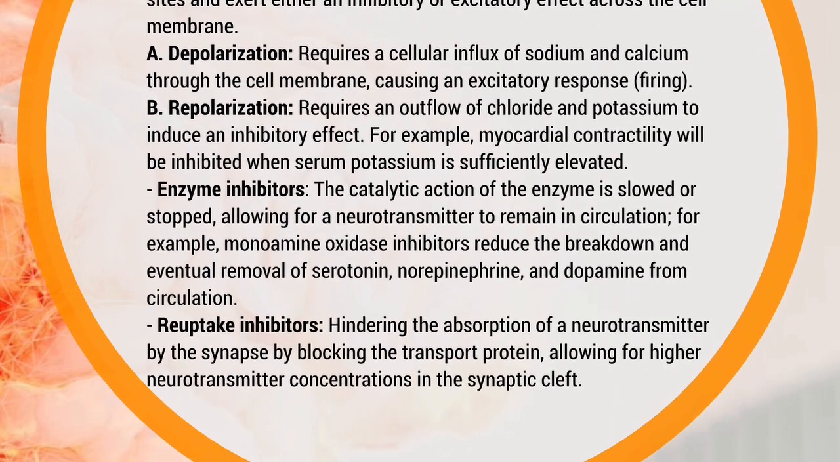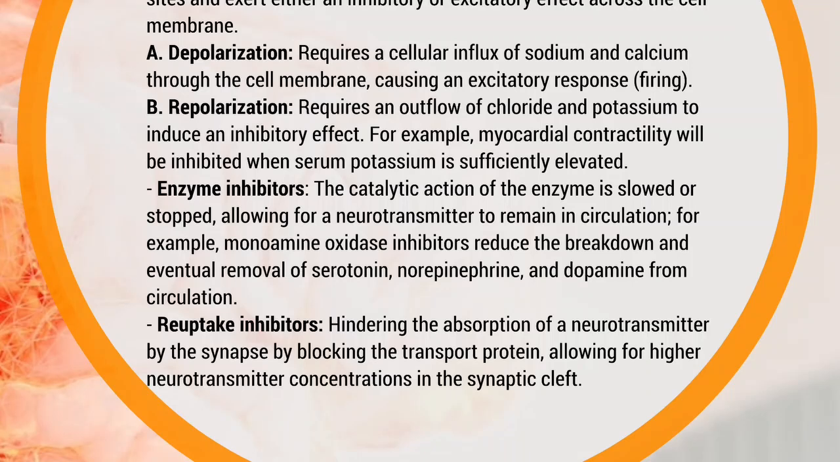Moving on here, we also have the reuptake inhibitors, which you guys are well familiar with, which hinder the absorption of neurotransmitter by the synapse by blocking the transporter, allowing for higher neurotransmitter concentration in the synaptic cleft. So this is how SSRIs work, right? Basically, the reuptake transporter is inhibited. Therefore, you have more serotonin, dopamine, and norepinephrine available at the synaptic cleft.